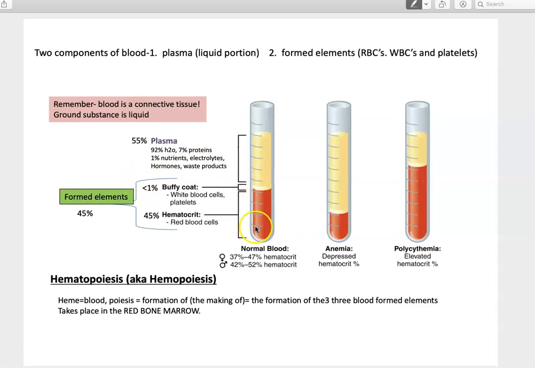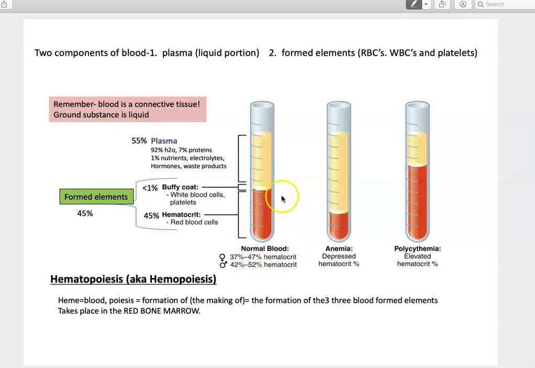And then we get down to the formed elements. Now, there are three formed elements: white blood cells, platelets, and red blood cells. Together, all these three formed elements make up about 45% of our whole blood. And if you look at this, this is showing you a little tiny sliver of white. We call this little sliver the buffy coat. It's less than 1%, and it's containing our white blood cells and our platelets. Most of these formed elements are going to be red blood cells.